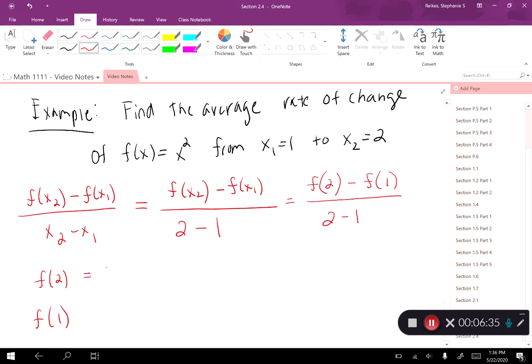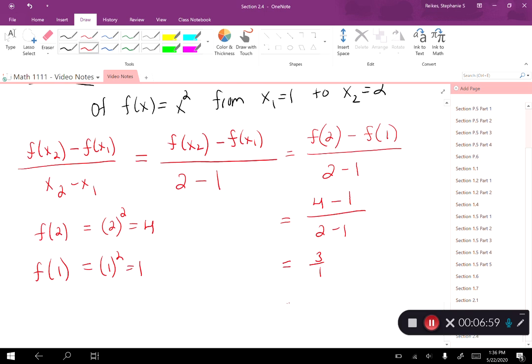f(2), I'm going to plug 2 into x squared, so that's 2 squared is 4. Plugging in 1 squared is 1. And now I can finish off the formula. f(2) is 4, f(1) is 1, and the rest I'm going to come on down and then simplify. I got 3 over 1, which is just 3. And that problem is done. Again, don't forget to log on to Canvas to look at the supplemental notes for more examples.